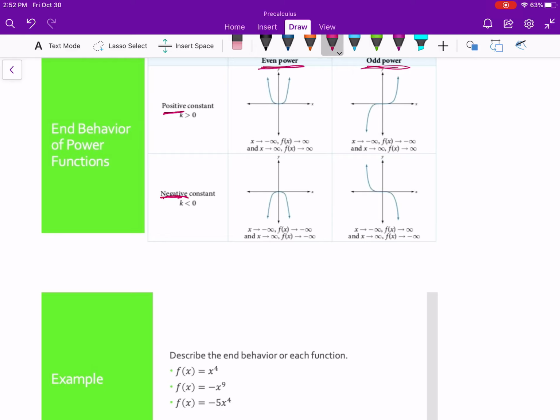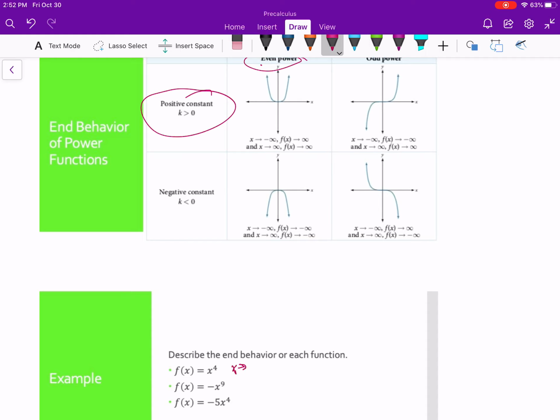So looking at x to the 4th, I know that we have a positive coefficient or constant because it's a 1, and it's an even power, so we're here in the middle. So as x approaches infinity, y also approaches infinity. As x gets bigger and bigger, y gets bigger and bigger. And then as x approaches negative infinity, so gets smaller and smaller, y still approaches infinity, which you can see is labeled right there.